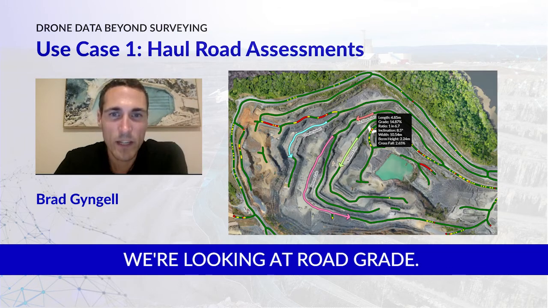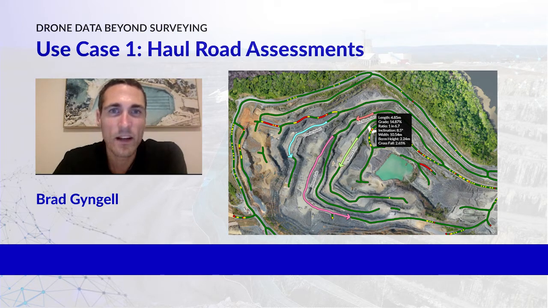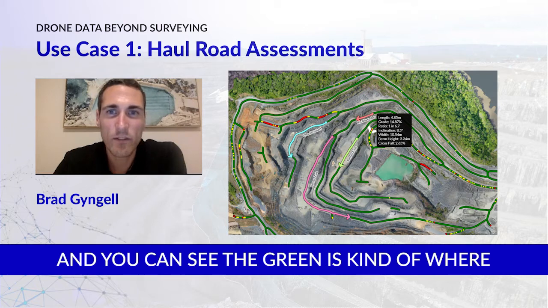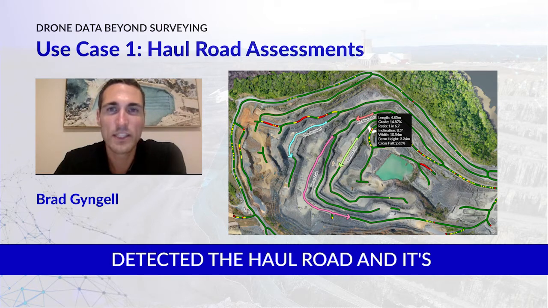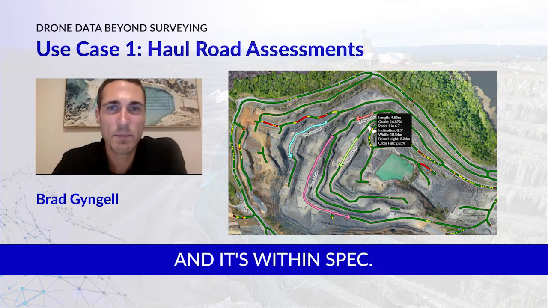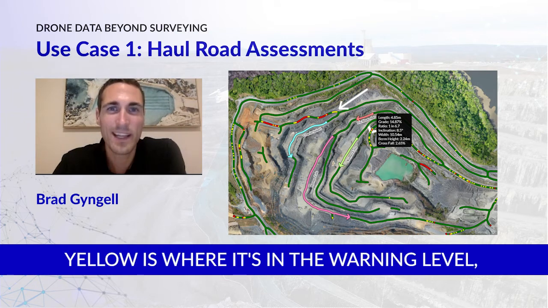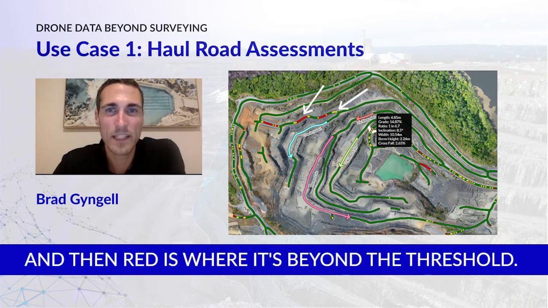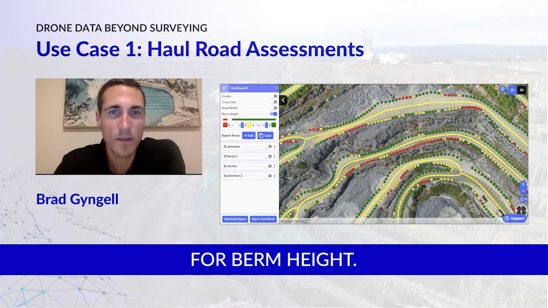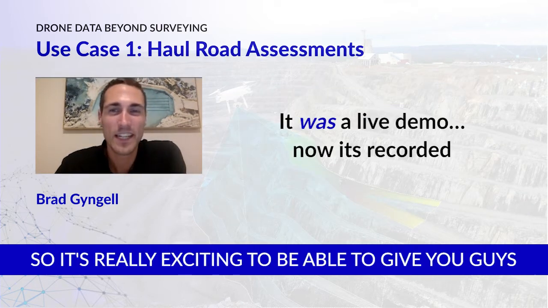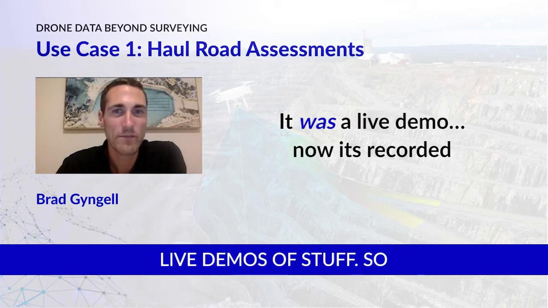We're looking at road grade, and you can see the green is where it's detected the haul roads, and it's within spec. Yellow is where it's in the warning level, and then red is where it's beyond the threshold. We got the same thing for berm height. So yeah, it's really exciting to be able to give you guys live demos of stuff.